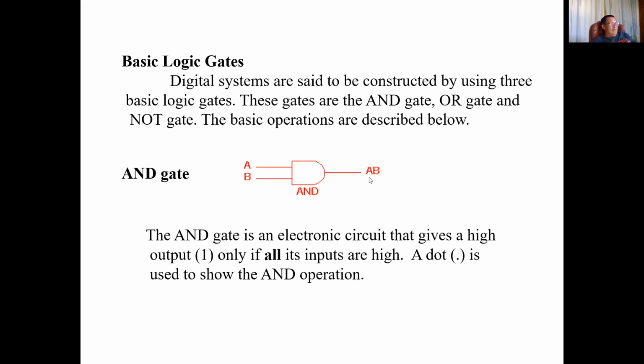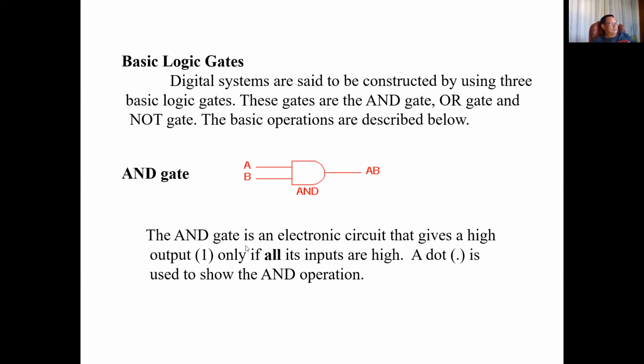For example, we say A and B. A and B is also written in multiplication form, so A times B is also A and B, because times in Boolean arithmetic is actually also AND. 0 times 1 is 0. 1 times 1 is 1. So 0 and 1 is 0 because 0 times 1 is 0. 1 and 1 is 1 because 1 times 1 is 1. But 1 and 0 is 0 because 1 times 0 is 0.